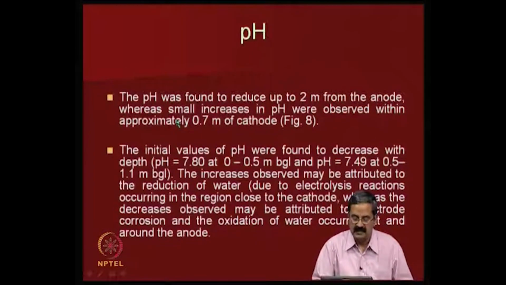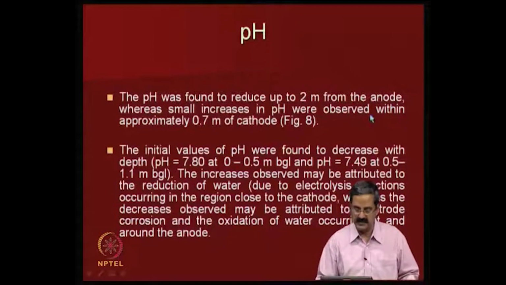So, pH is something that they again studied. pH was found to reduce up to 2 meters from the anode, whereas small increases in pH were observed within 0.7 meter, or 70 centimeters, of the cathode.